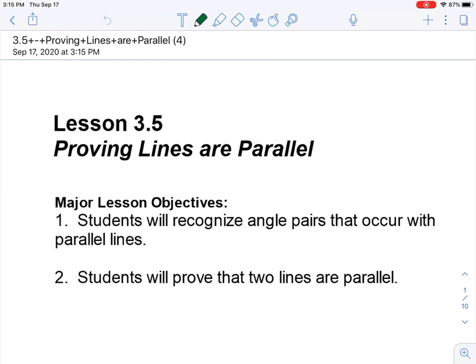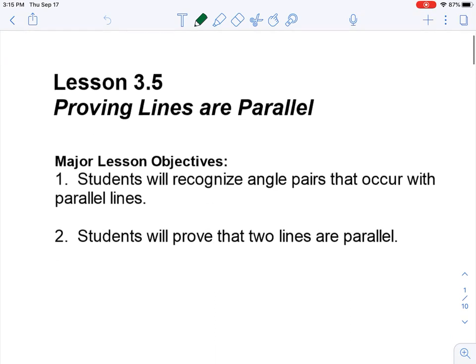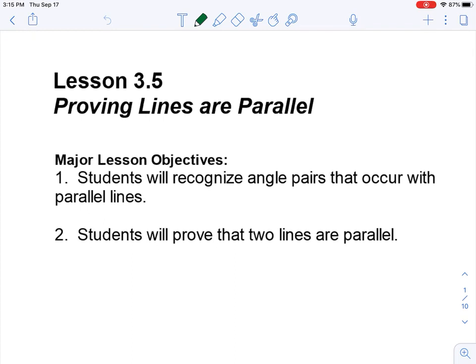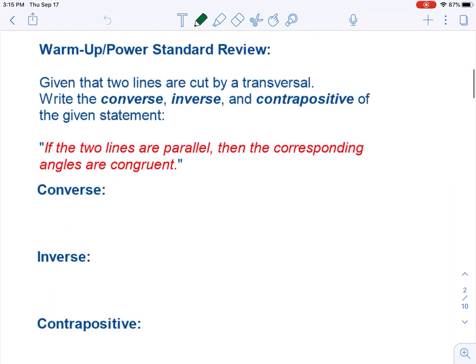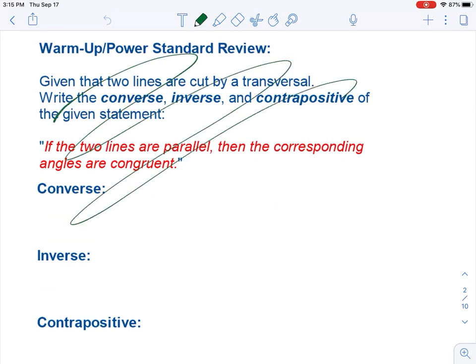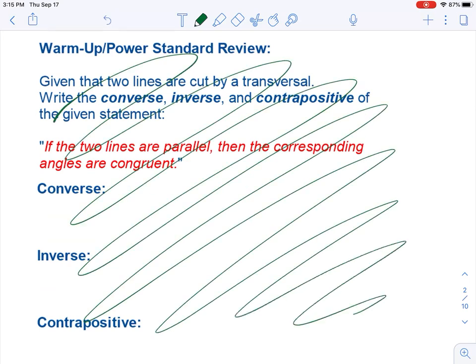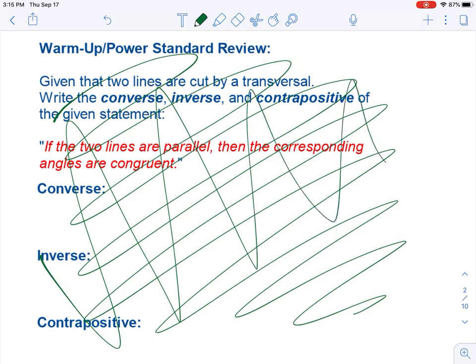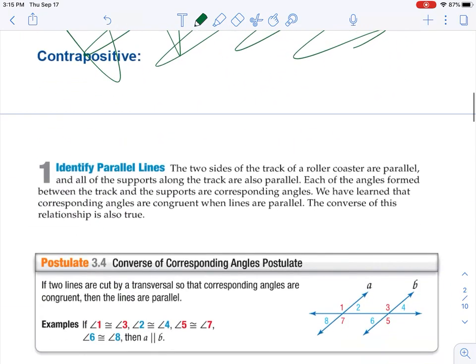Hello, today we will be covering lesson 3.5, proving lines are parallel. You guys will be able to recognize angle pairs that occur with parallel lines, and you'll be able to prove that two lines are parallel. We are going to skip this because we have not yet covered this in chapter 2. Once we get to chapter 2, we'll be able to do these things.